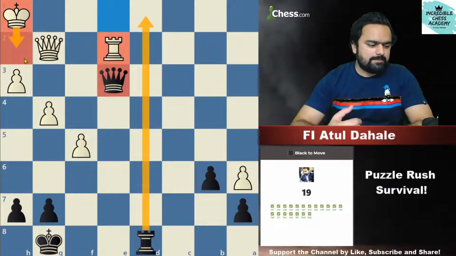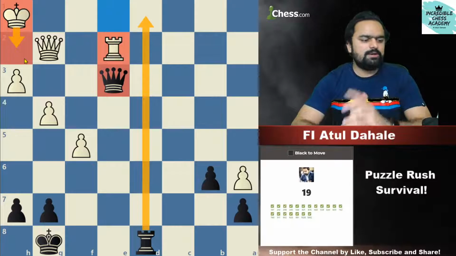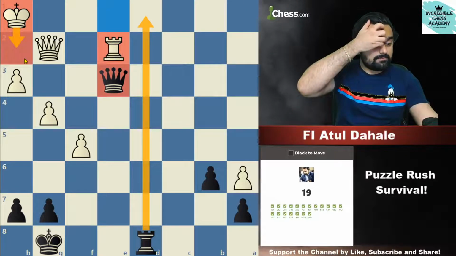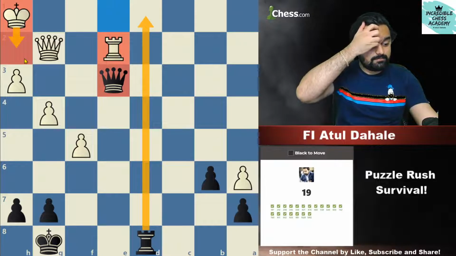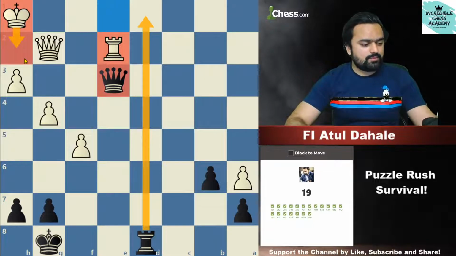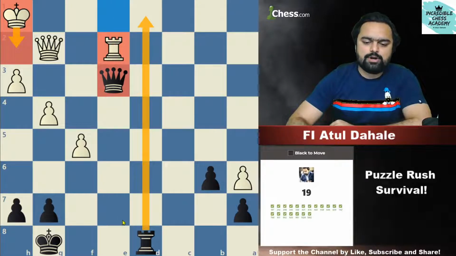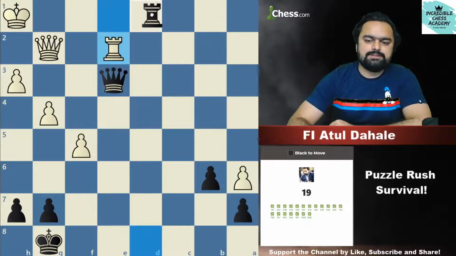Come on, tell me. Rook d1, yes, okay, fine. Absolutely fine. Rook d1, queen f2, queen g3 and rook h1 check. Yes, Ankit, you are absolutely right. Bang on target. And that's the solution for today.